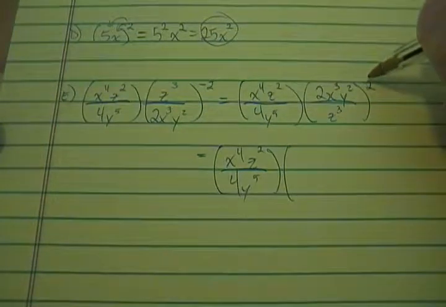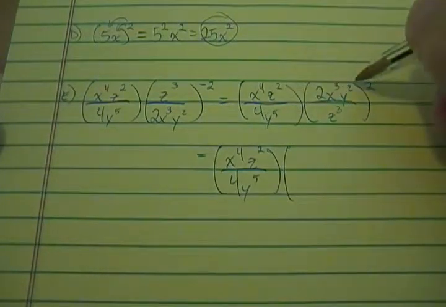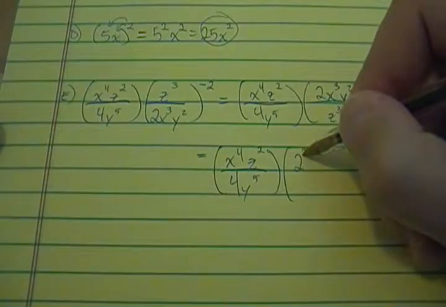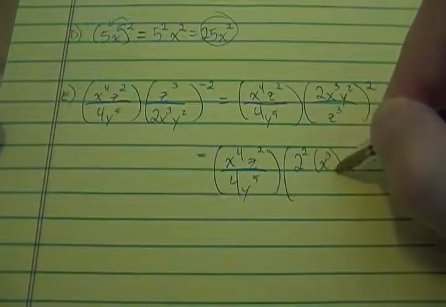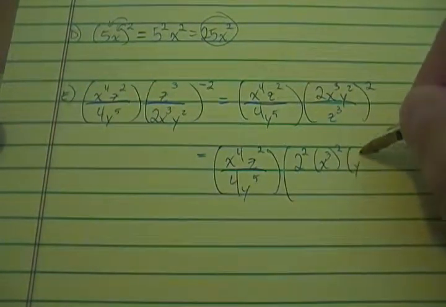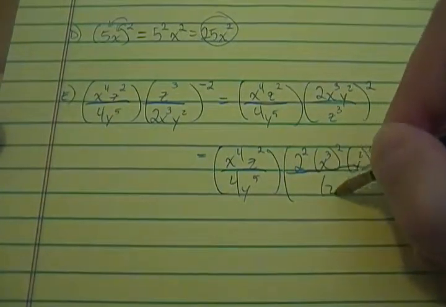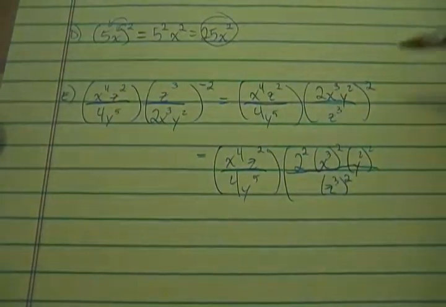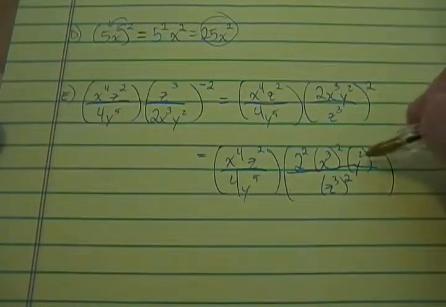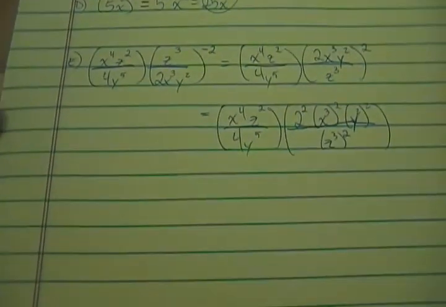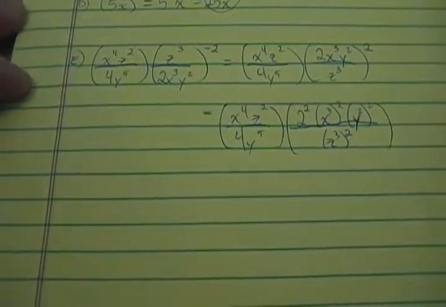So I'm going to distribute this 2, so everything in the second parentheses is going to get raised to the 2nd power. So it's going to be 2 squared, x to the third squared, y squared squared, which was a little awkward to say, and then z to the third squared. All right, so that's my second parenthesis now, distributing that exponent of 2.